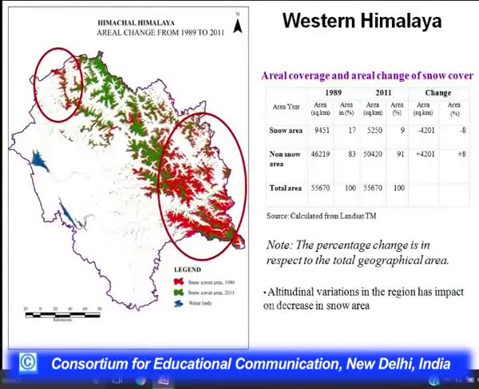I would like to take a few case studies from the western Himalaya, particularly Himachal Pradesh. First I would like to put before you the map, and you can see that on the eastern side we have more areal change in the forest and glacier cover than in the west, or extreme west, but in the middle part we do not have much change. Particularly snow area plus 8, that was an 8% increase. The percentage change is with respect to the total geographical area, and altitudinal variation in the region also has an impact on the decrease in snow area.